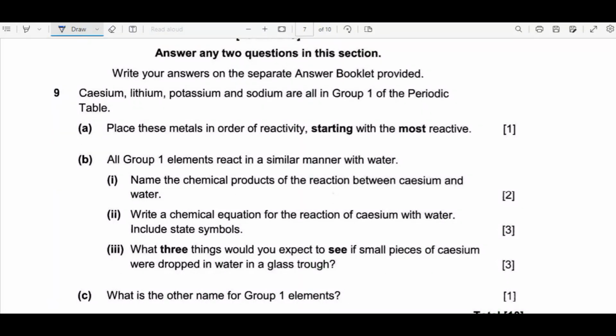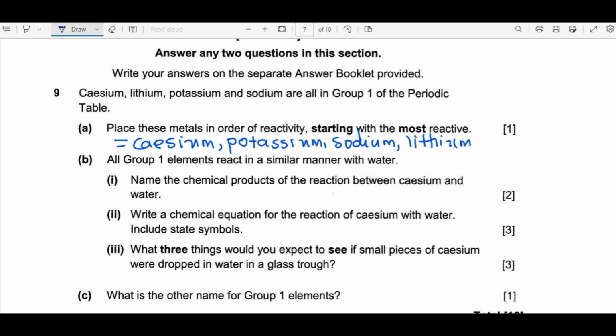Okay, so we have question 9. Cesium, lithium, potassium, and sodium are all in group 1 of the periodic table. Place these metals in order of reactivity, starting with the most reactive. So if you go in group 1, if you move down, their reactivity series increases. So from this one, the most reactive is cesium, followed by potassium, sodium, the last one, lithium.